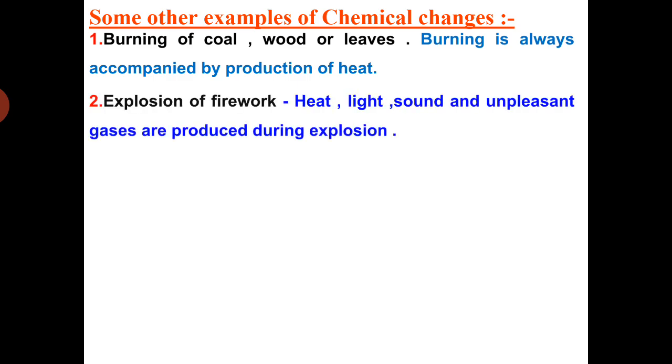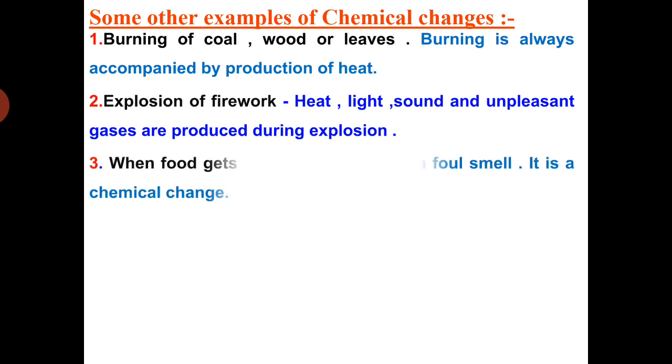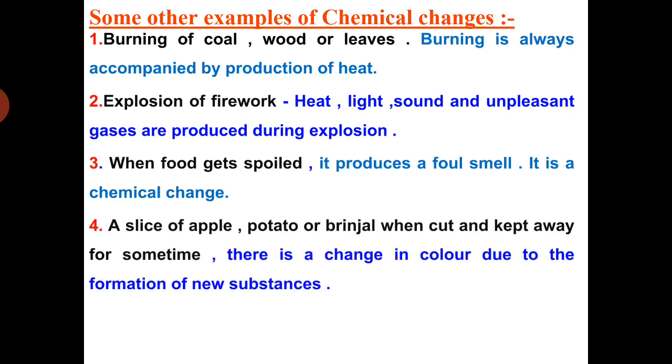Then explosion of a firecracker. Explosion of a firecracker is again a chemical change. This explosion produces heat, light, sound, and unpleasant gases that pollute the atmosphere. Next is when the food gets spoiled. What we get? A very bad smell, a foul smell, comes out from the spoiled food. So, it is again a chemical change.